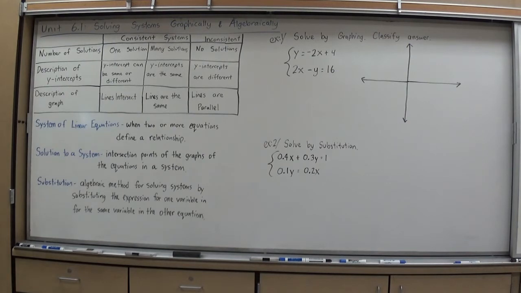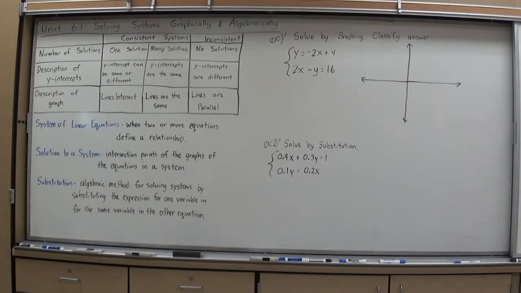A system of linear equations is when two or more equations define a relationship. So you'll see throughout the book several different word problems where there's actually two different equations that can define the situation. There might be a restraint on the price that they can spend. At the same time, might be some restraints on the quantities that they need. So you start to look at two different relationships in one situation, which will have two equations.